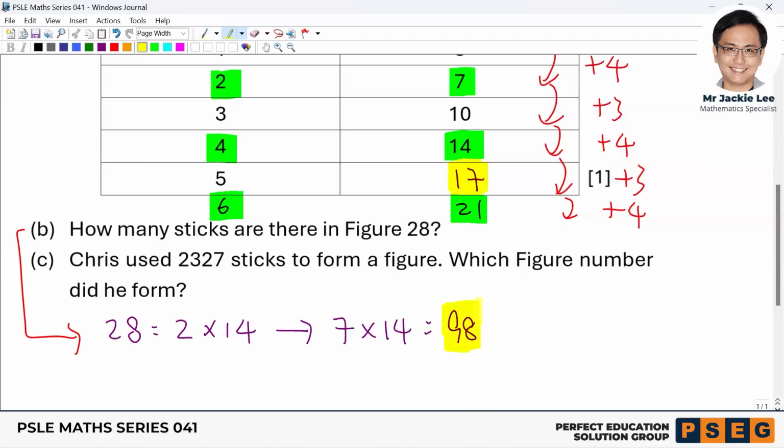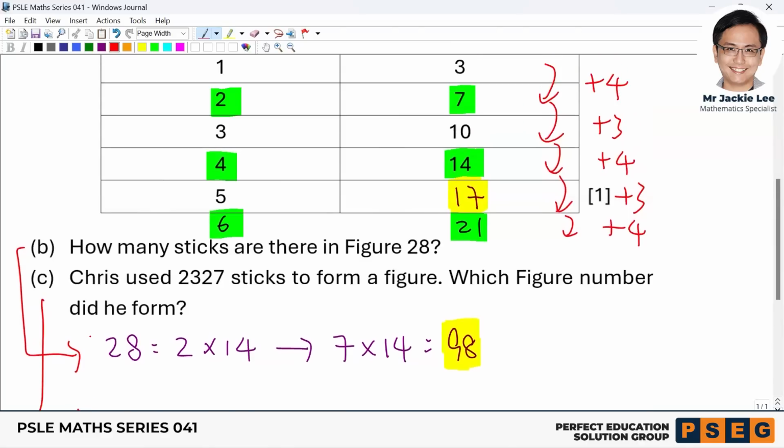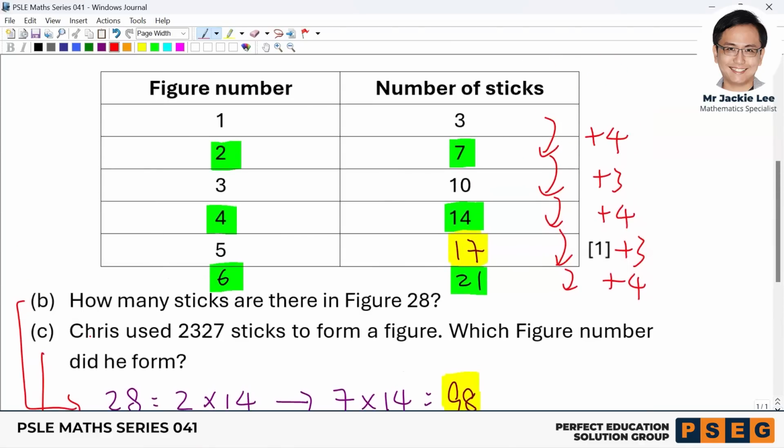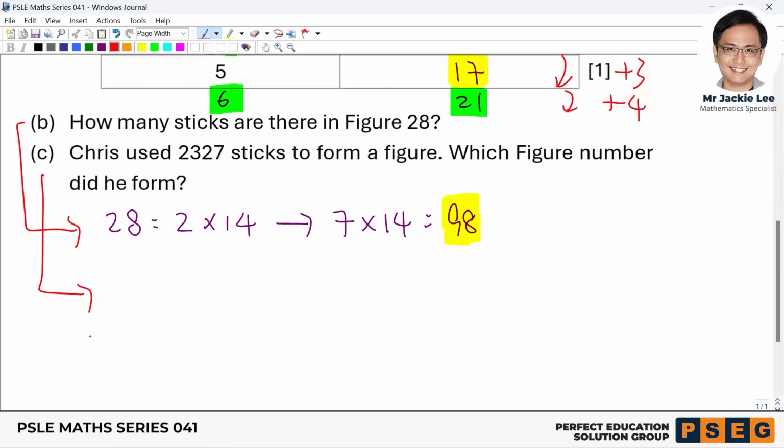And then for part C, Chris has actually used up 2,327 sticks. Okay, so which figure number will it be? I think we can, based on the fact that for every even number, it corresponds to a multiple of 7. So I think we just divide first. So we ask 2327 divided by 7.